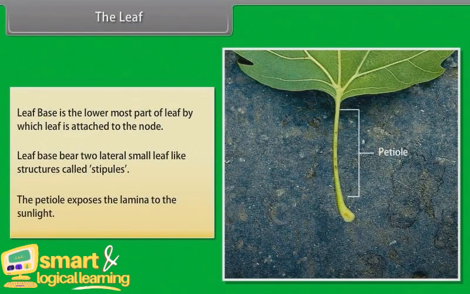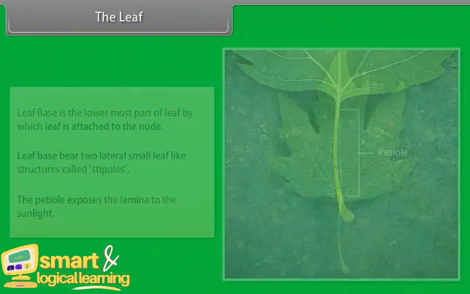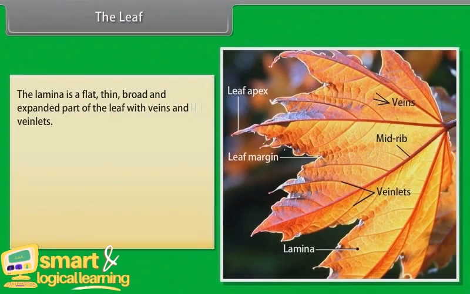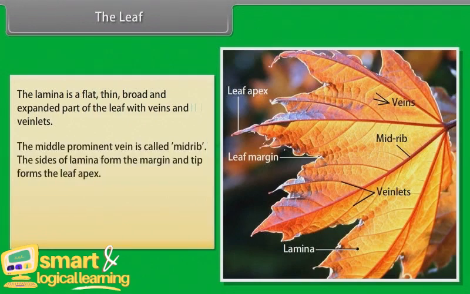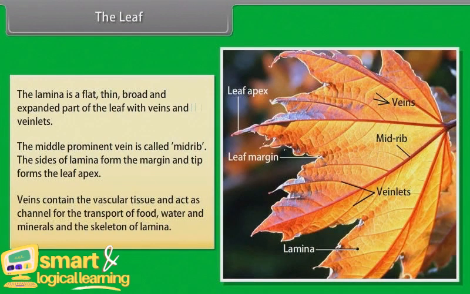The petiole exposes the lamina to the sunlight. The lamina is a flat, thin, broad, and expanded part of the leaf with veins and veinlets. The middle prominent vein is called midrib. The sides of lamina form the margin and tip forms the leaf apex. Veins contain the vascular tissue and act as channel for the transport of food, water, and minerals, and the skeleton of lamina.